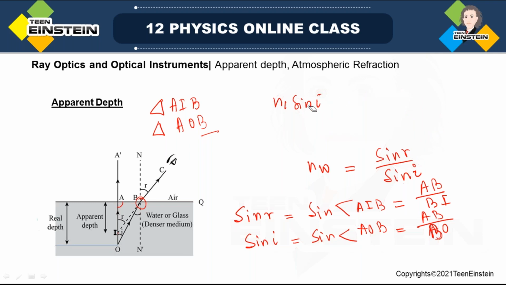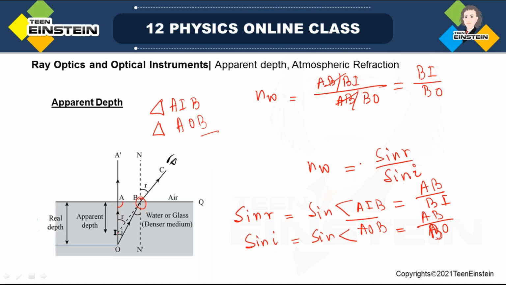So I have got NW, or the refractive index of the water, is equal to sine R by sine I. I have to write this one. So AB by BI, and sine I can be written as AB over BO. So this AB goes off, then you get BI over BO. Okay, BI over BO. Now we have to make a little bit of approximation according to our eyes.